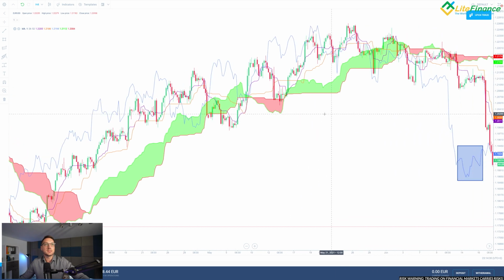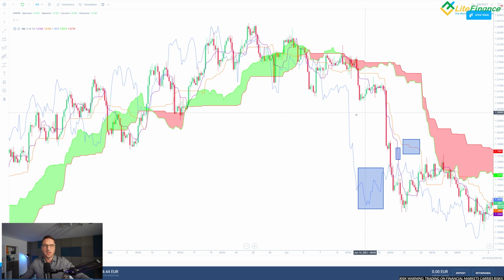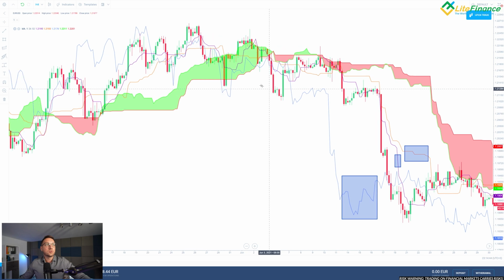Maybe now let's start explaining how you could read their signals. The first thing that I need to say, which is like a mantra when we are talking about the Ichimoku, is that you should never take trades when the price is inside the cloud. That is the first rule that you need to remember.